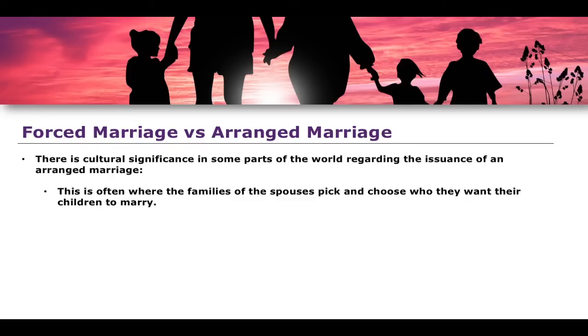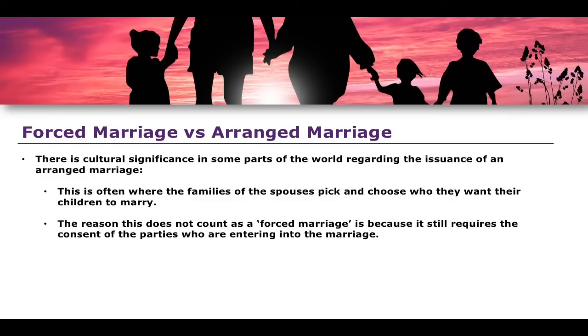So often families will pick and choose the spouses who they want their children to marry. It may often be marrying into a good family, marrying people with good careers, etc., etc. This does not count as forced marriage, though, because it still requires the consent of the parties who are entering into the marriage. So an arranged marriage is still something that requires consent from the people who are getting married. If you have an arranged marriage situation, all you are doing is arranging the people to meet and to potentially marry each other. They still have to consent to doing so in the future.